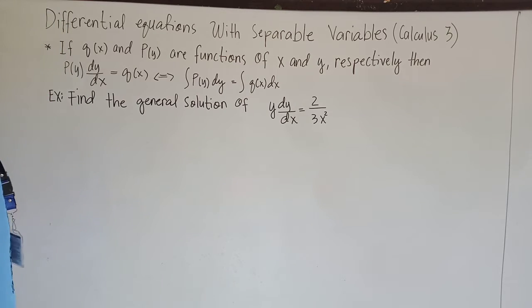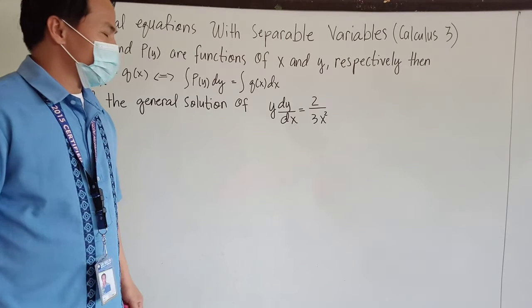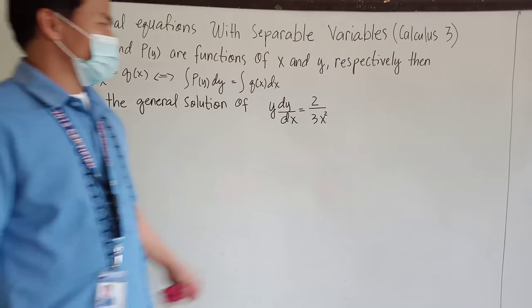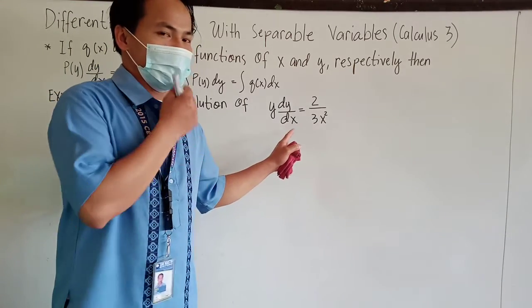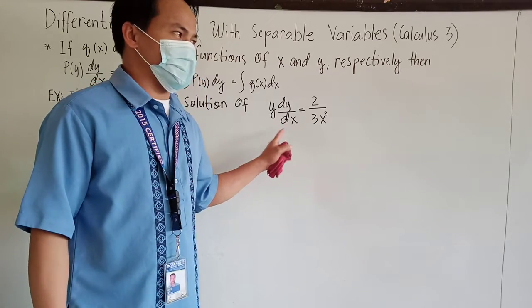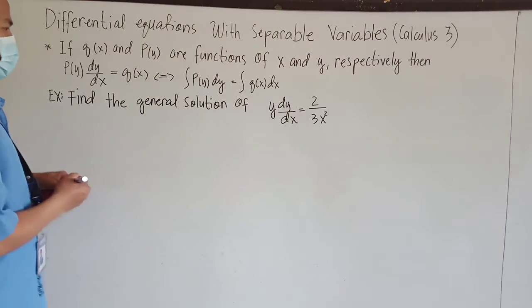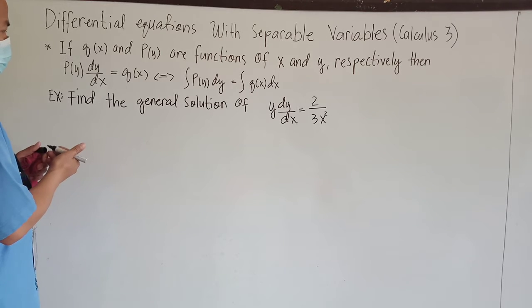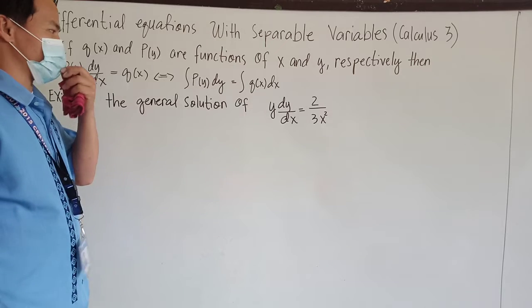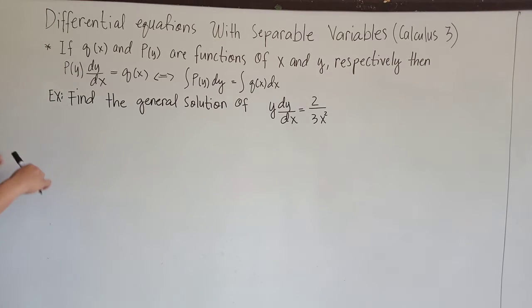So we have here one example. We find the general solution of y dy over dx is equal to 2 over 3x squared. This is a very common problem, and the concept is very simple to follow. So this time we are going to find out how we find the solution of this given first order differential equation. Okay, so let's begin.